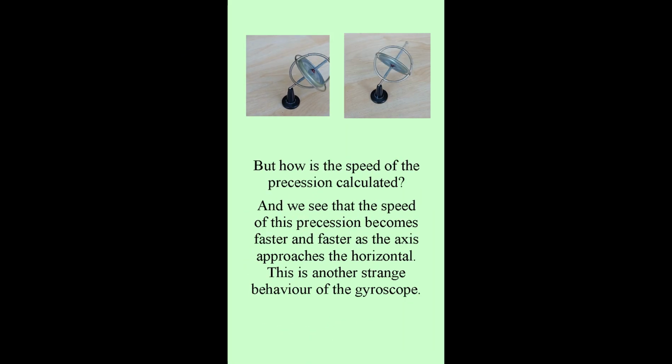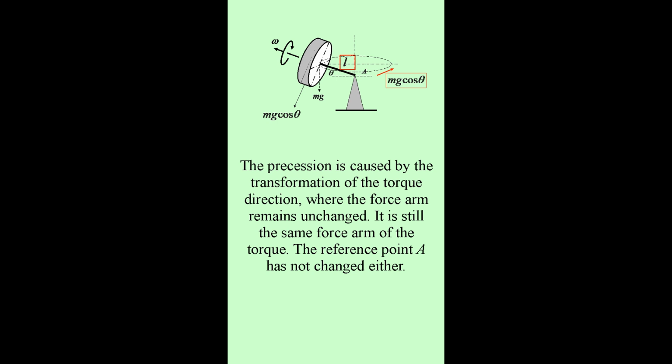But how is the speed of the precession calculated? We see that the speed of this precession becomes faster and faster as the axis approaches the horizontal. This is another strange behavior of the gyroscope. The precession is caused by the transformation of the torque direction, where the force arm remains unchanged. It is still the same force arm of the torque. The reference point A has not changed either.